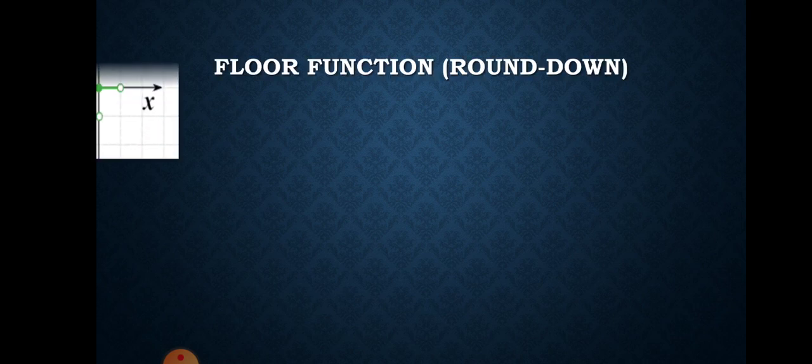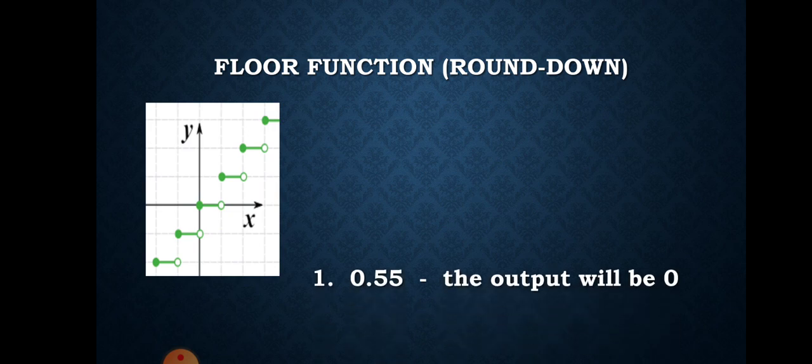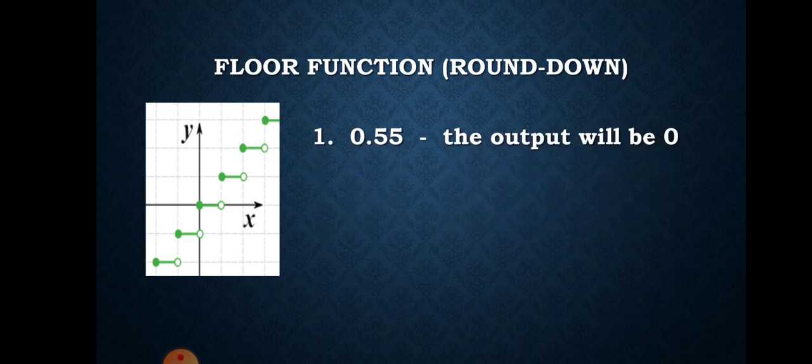Pag-usapan po natin ang floor function or the round down. If you could see it sa illustration, ang ating pong shadow hole ay nakatapat po sa kaliwa at ang ating open hole ay nakatapat po sa kanan. That signifies that is a floor function or round down. Example number 1, if you are going to plot 0.55 at pag-uusapan natin ng floor function, hindi po siya mako-convert dapat sa 1. Definitely, round down po tayo, the output will be 0.